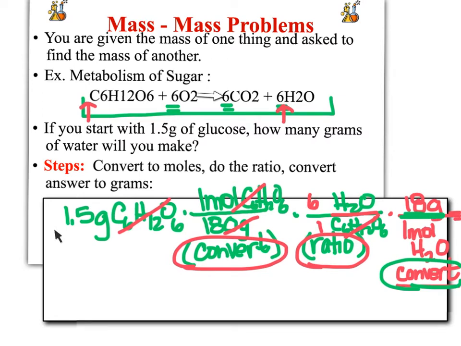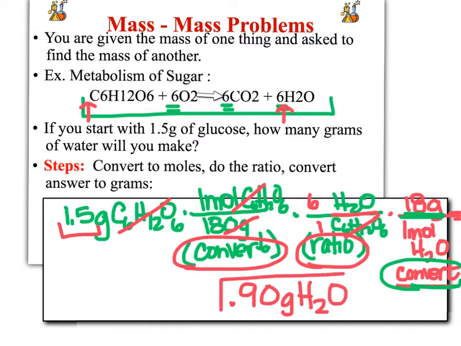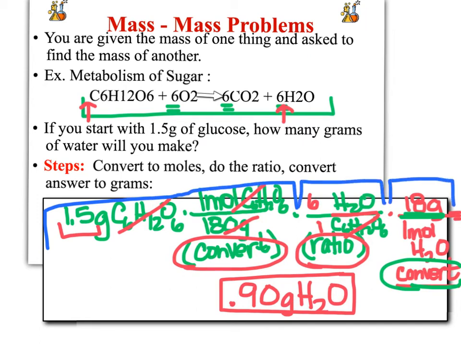So we go like this, 1.5 divided by 180 because it's on the bottom, multiply by 6 because it's on the top, multiply by 18 because that's on the top, and our answer again comes out to 0.9, or significant digits wise, since there's 2 here, I guess it would be 0.90 grams of water. Notice that we did this whole thing this time using one single equation rather than 3 separate equations: step 1, step 2, step 3.